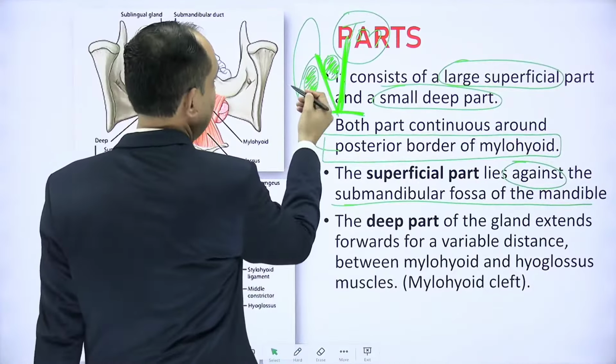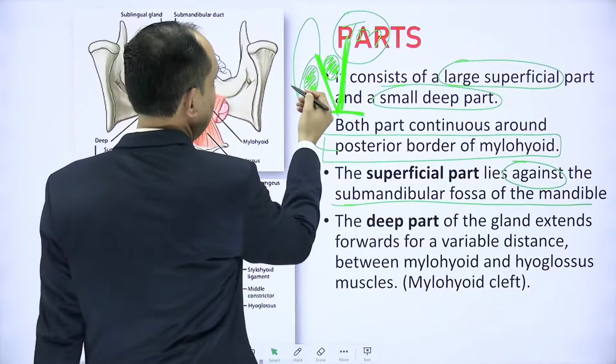So the area on the lateral side is superficial, this is the posterior part of the gland, and this is the deep part of the gland. This is the important concept before reading the gland: there is a larger superficial part and a smaller deep part, and the relation of superficial and deep is in terms of the muscle known as mylohyoid muscle.